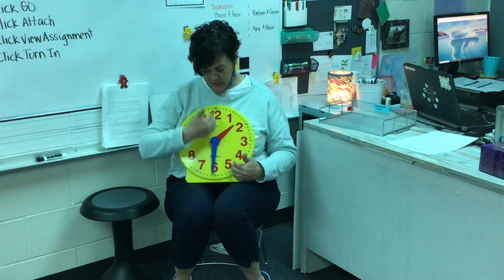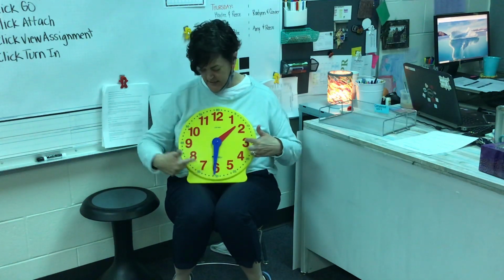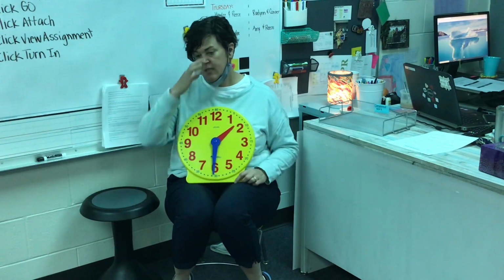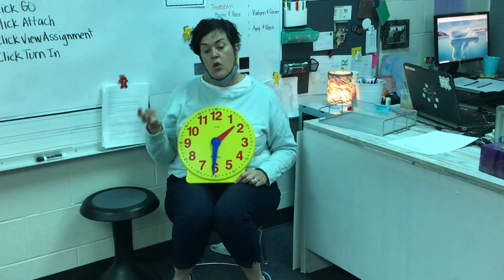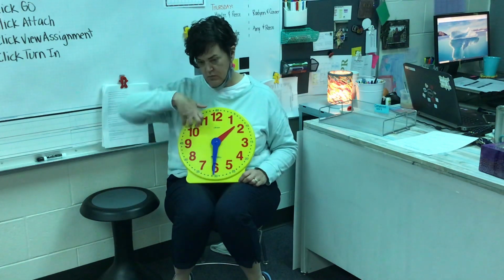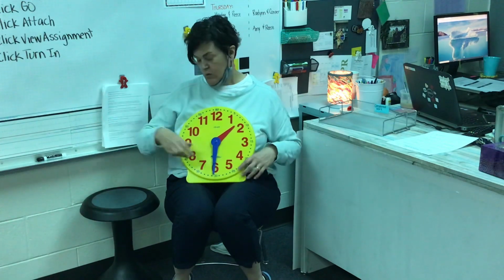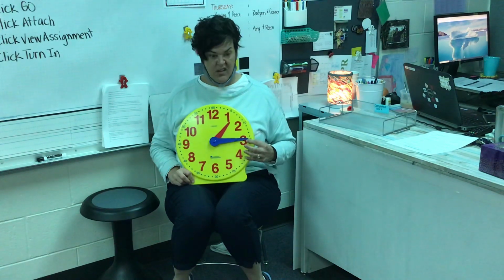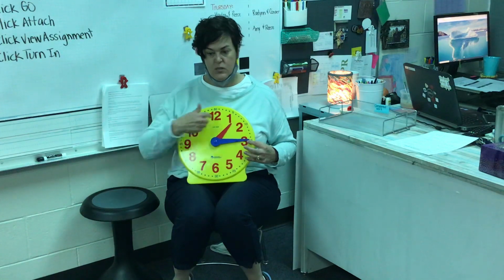Some people break a clock into four equal parts, 12, 3, 6, 9. Back at 12. Four parts. Quarters. If there's four parts, it's quartered, right? One quarter, one quarter, one quarter, one quarter. So when you had said like 1:15, that means it's a quarter after one, because it's 1/4 of the way around the clock.